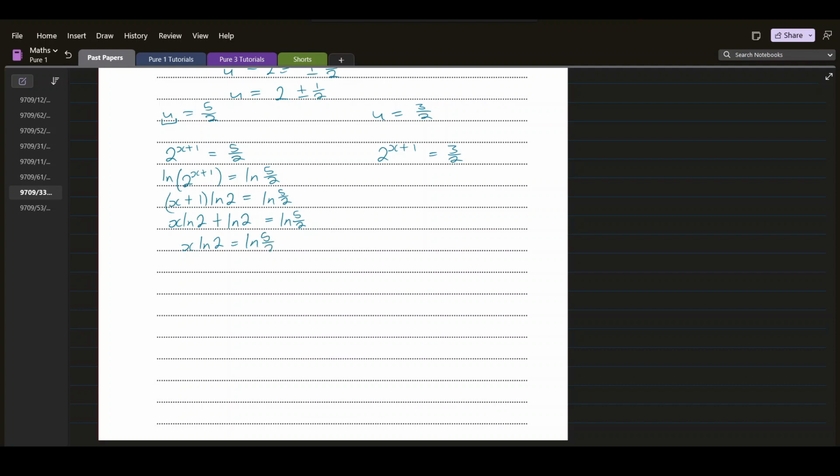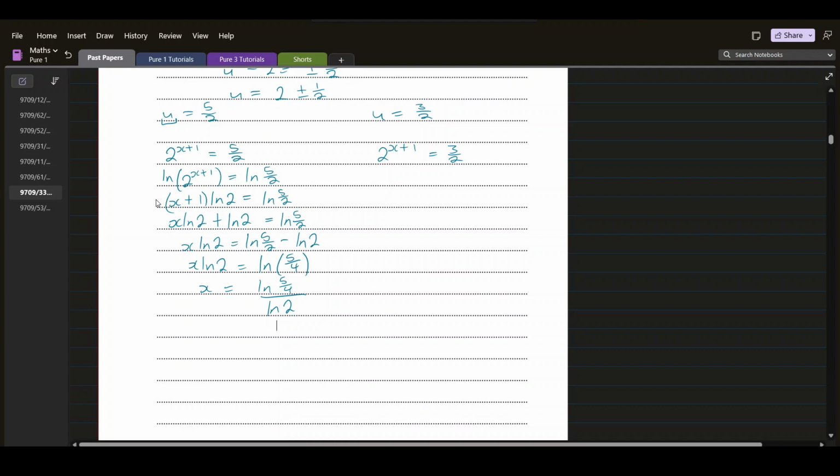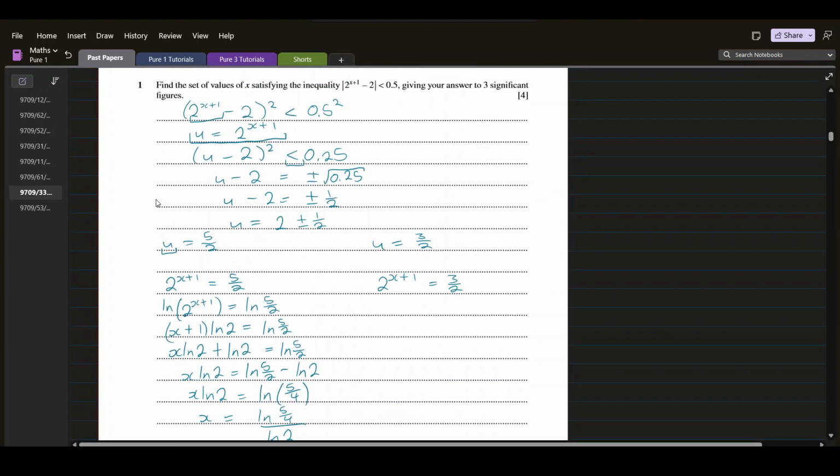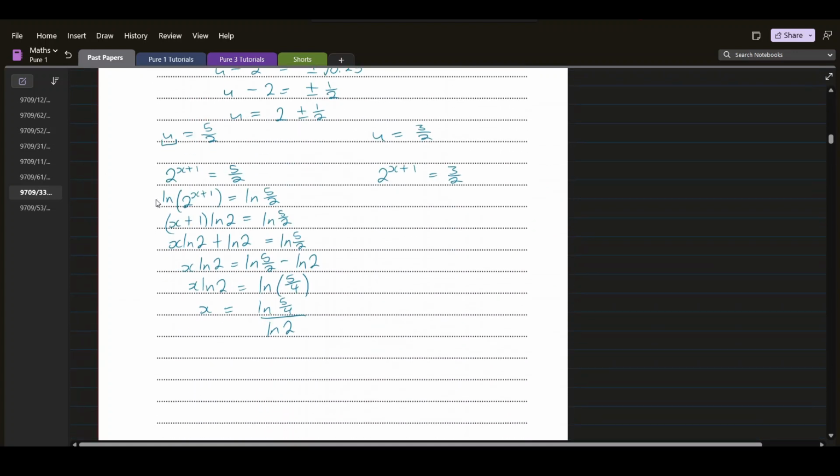And now let's make x the subject of the formula. So that's x ln 2 is equal to ln 5 over 2 minus ln 2. If we just combine this using laws of logarithms, that's ln of 5 over 2 divided by 2, so that's ln 5 over 4. And so x is equal to ln 5 over 4 divided by ln 2. Let's just check if we're asked to give this in exact form or not. Give your answer to 3 significant figures.